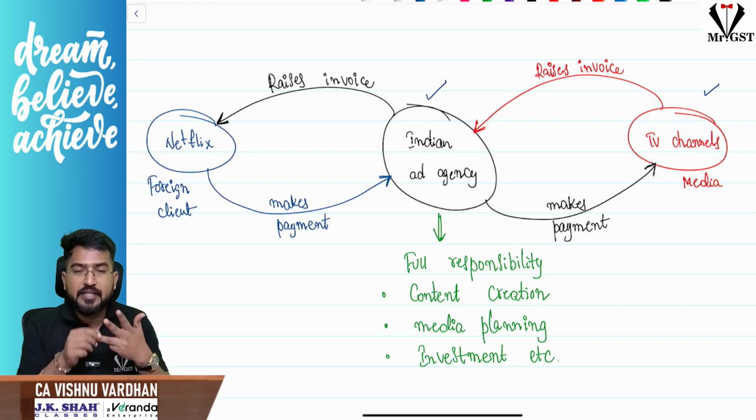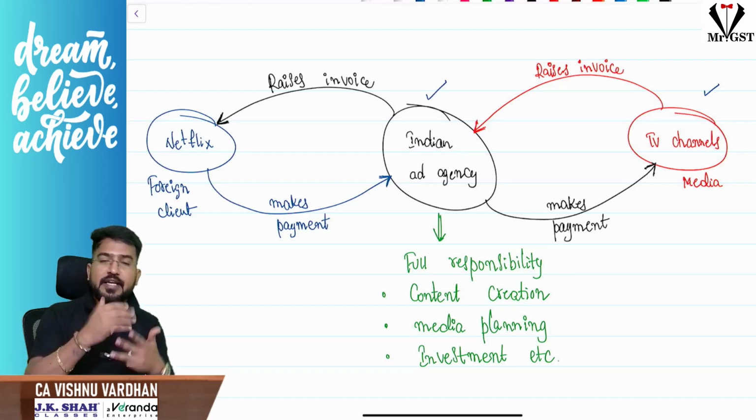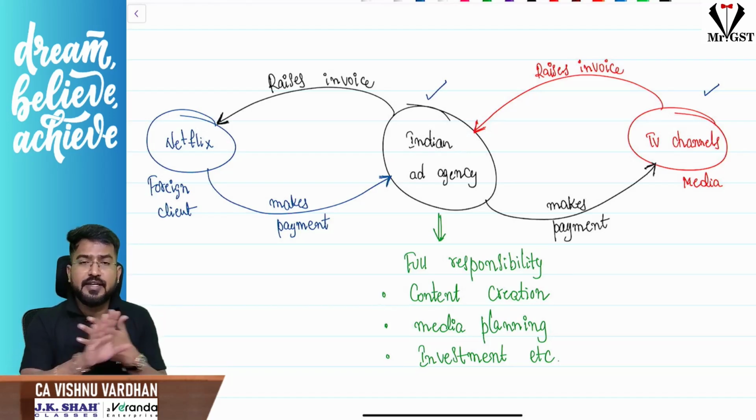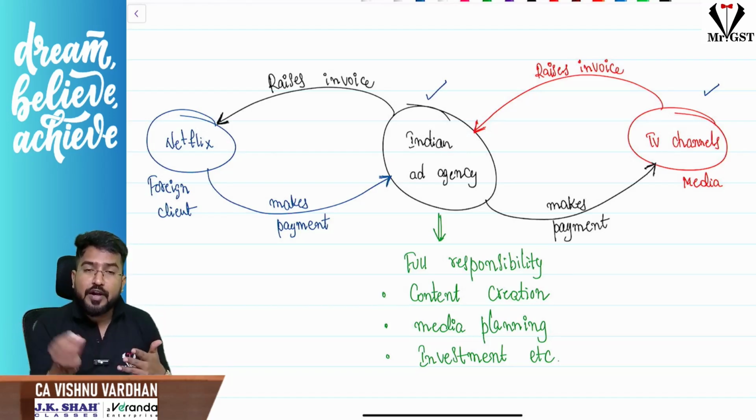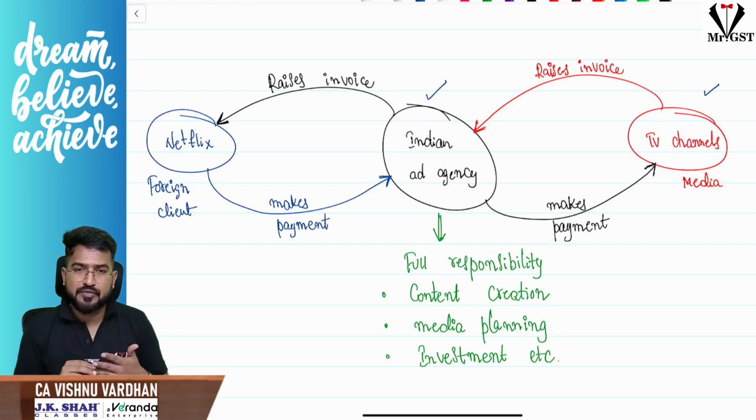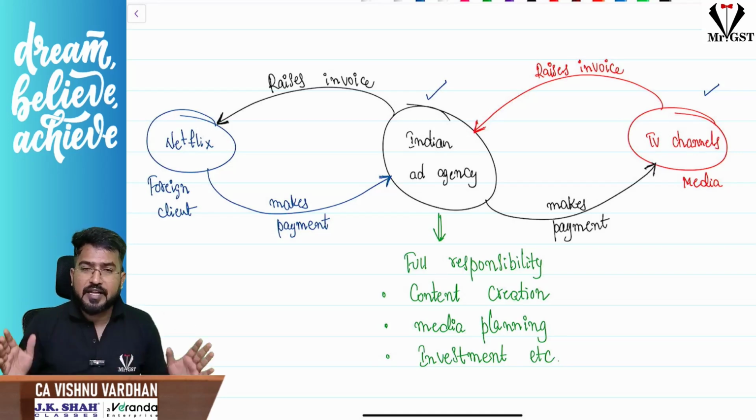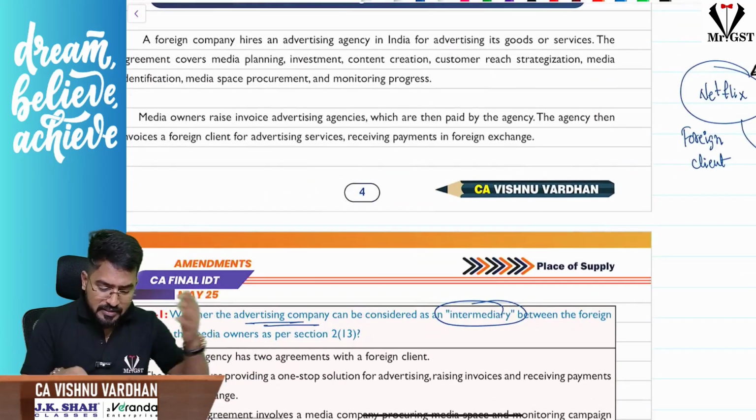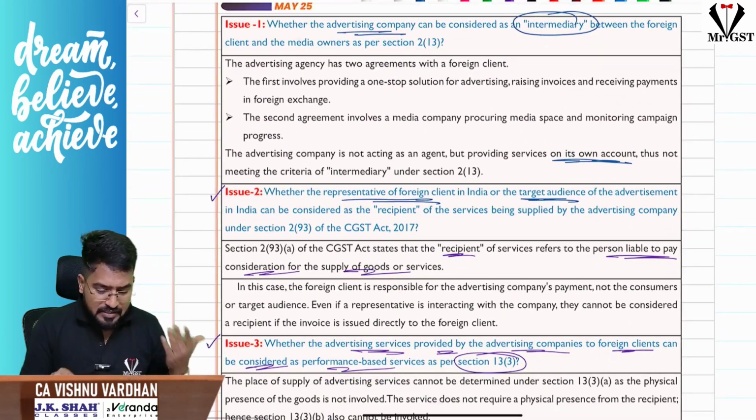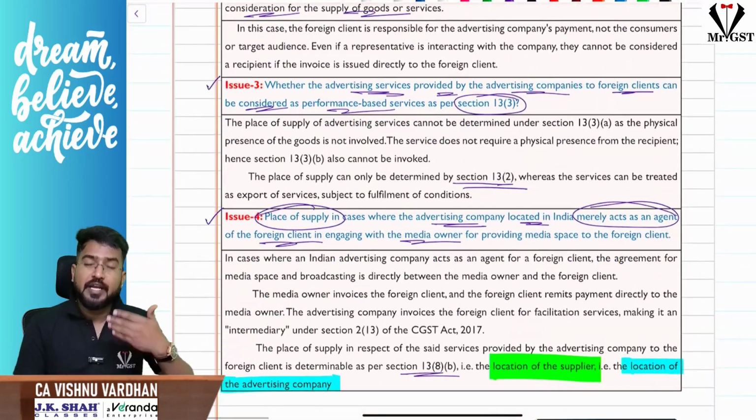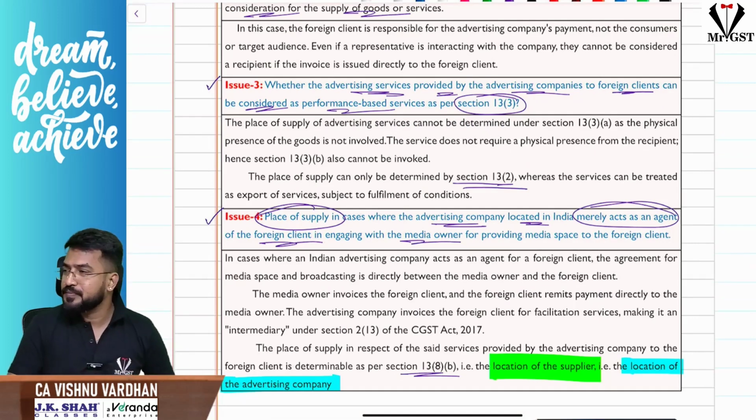And finally, another issue is, what if the Indian ad agency is acting as an agent? Actually, in this entire discussion, the Indian ad agency is not acting as an agent. What if it is acting as an agent? What shall be the place of supply? Sir, if it is acting as an agent, obviously the place of supply will come as per section 13 subsection 8. This is the clarification, simple. And regarding that, yes, in our amendment material also, I have given issues 1, 2, 3, 4, all that, and we have discussed them also.